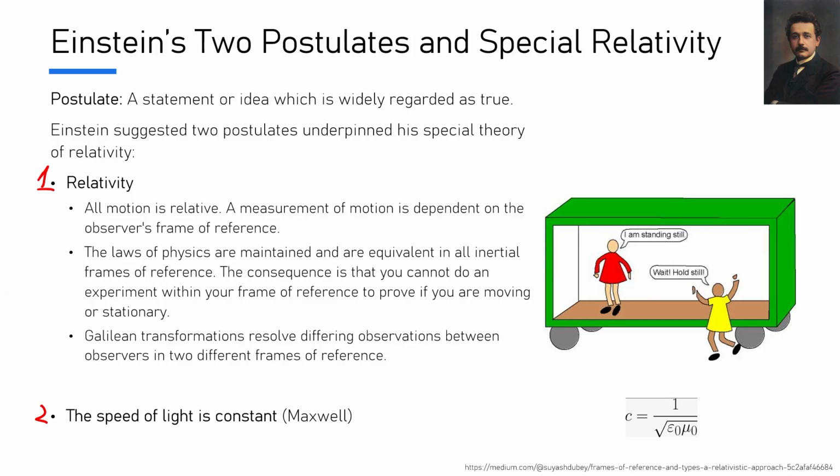His relativity postulate states that all motion is relative, and that a measurement of motion is dependent on the observer's frame of reference, as we just talked about earlier. He also suggested that the laws of physics are maintained and are equivalent in all frames of reference, the consequence being that you cannot do an experiment in your own frame of reference to prove whether you are moving or stationary, and that Galilean transformations resolve any differences in observations between the observers in the two different frames of reference. Essentially, it's all the things that we've already been reviewing.